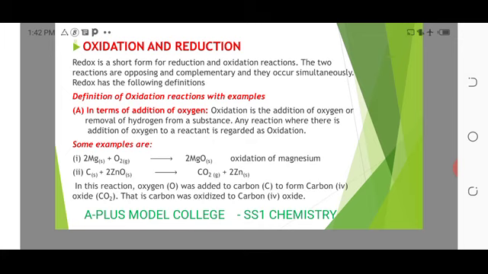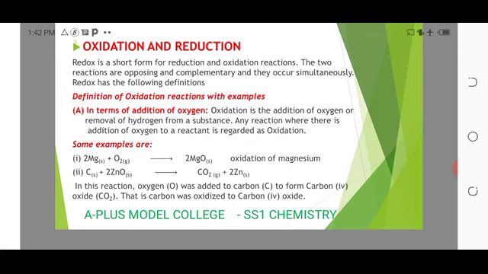Oxidation is defined as the addition of oxygen or removal of hydrogen from a substance. Sorry, whenever you add oxygen to a substance, that material or that substance must have been oxidized. Or whenever you remove hydrogen from a substance, you have also oxidized that material. So oxidation is defined as the addition of oxygen to a substance or the removal of hydrogen from a substance.